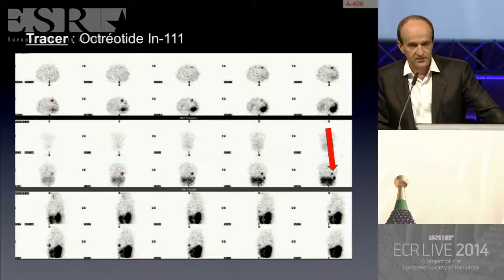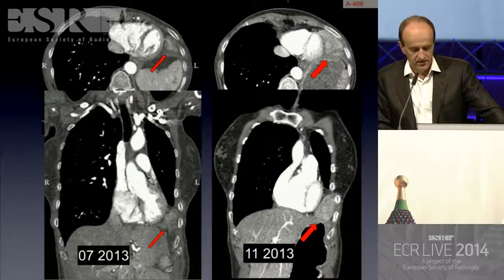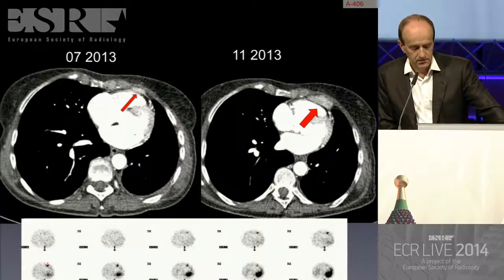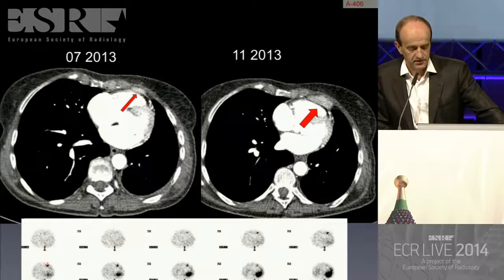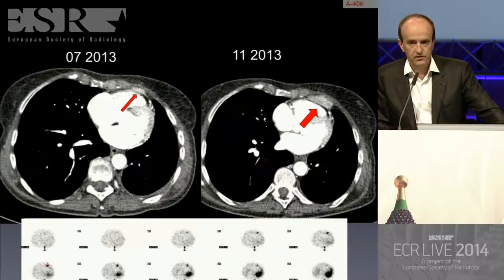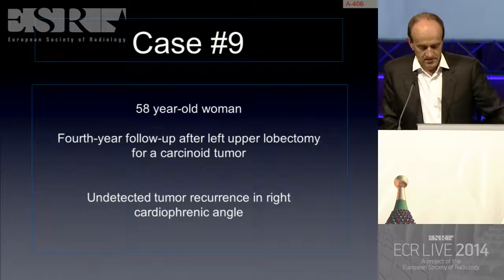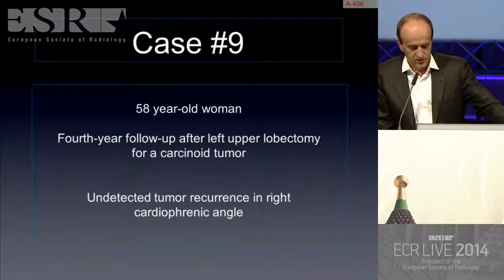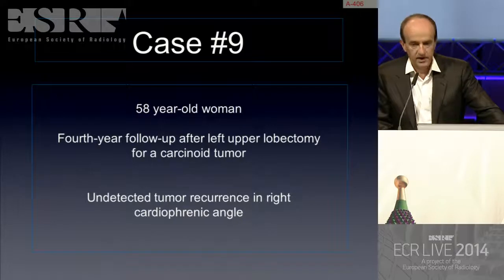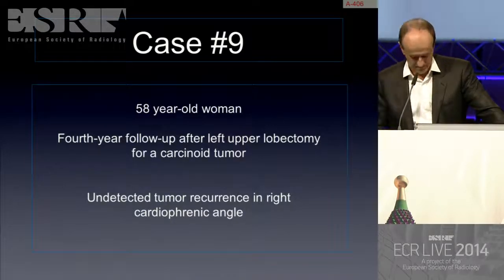The lesion was detected by the nuclear medicine examination, and there were two locations. This one I showed you, and we see a follow-up CT with an increase in size of the lesion. And the second lesion was located next to the pericardium, also missed, and did also increase in size, detected by the nuclear medicine examination. So undetected tumor recurrence in the right costophrenic angle and the pericardium.